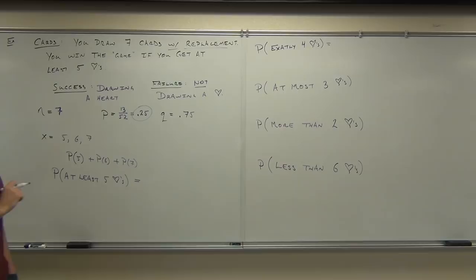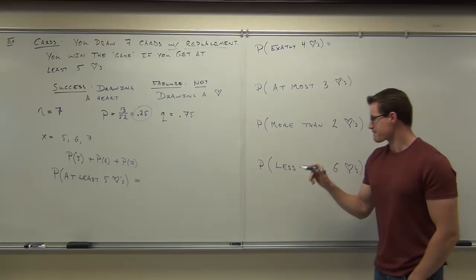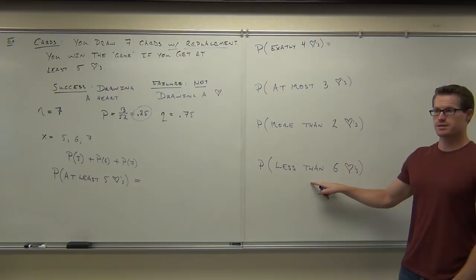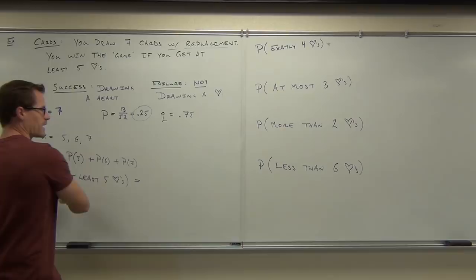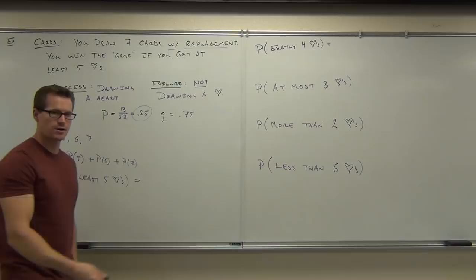So let's look at that. What wins for less than 6 hearts? 0 wins. That's less than 6. 1, 2, 3, 4, 5, 6? No, that's not less than 6. These are most of the scenarios you're going to see. Most things we see are at least, exactly, at most, more than, less than. Those are the scenarios. So now we have 1, 2, 3, 4.